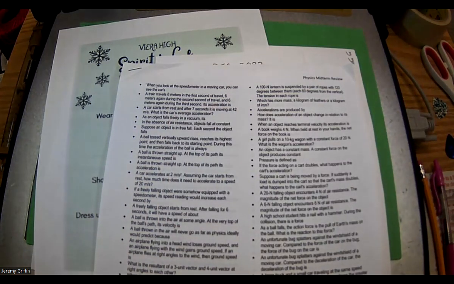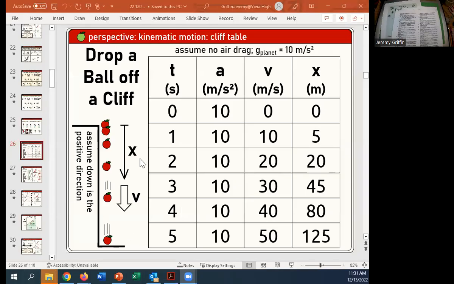Let me flip my screen. I'm going to do this just a few times today, really just mostly focus on one particular slide that you guys have seen in the last few days. You guys remember this here? Drop a ball from the edge of a cliff. So a lot of info on this table. You got a column for time. So here's time taken 1 second at a time. Goes up to 5 seconds of falling.